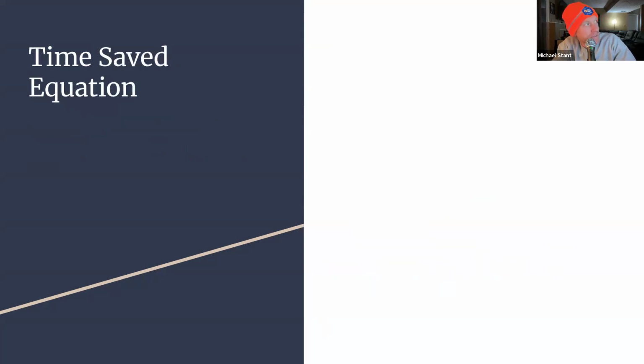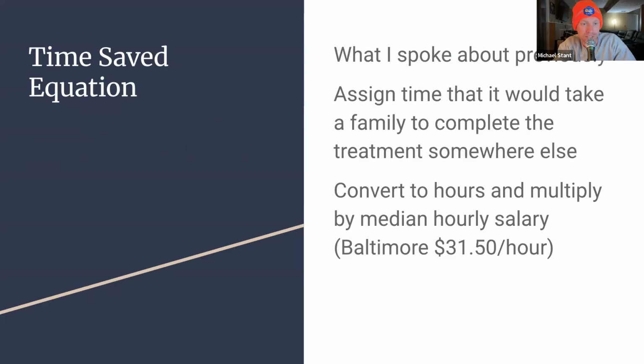Time saved equation. That's what I spoke about before. I talked about services, and I do my time saved equation. For me, I use 31 to 50. I took the middle and I multiply it by time.